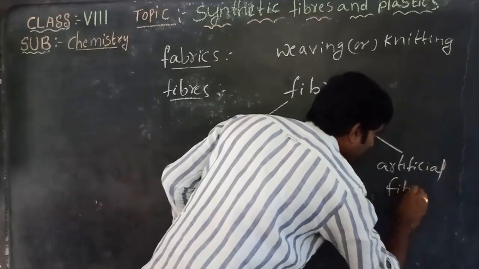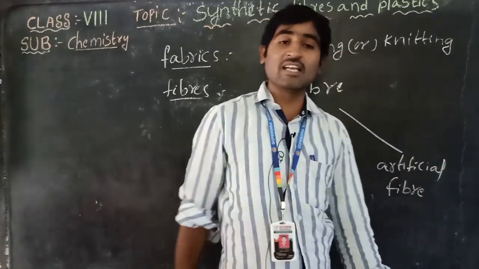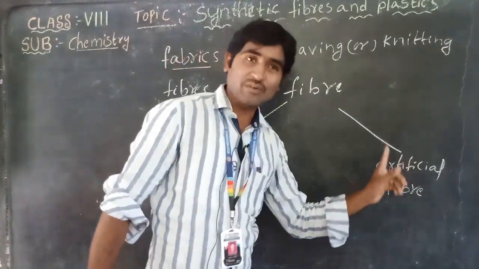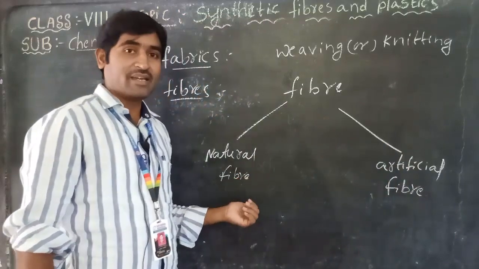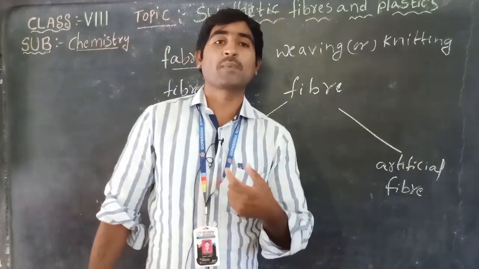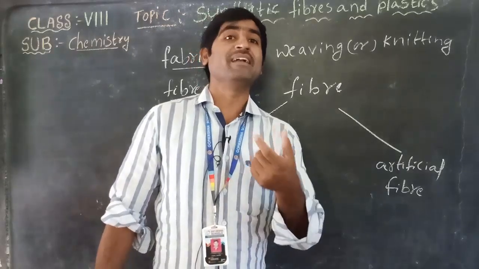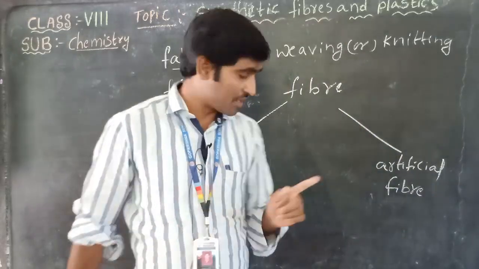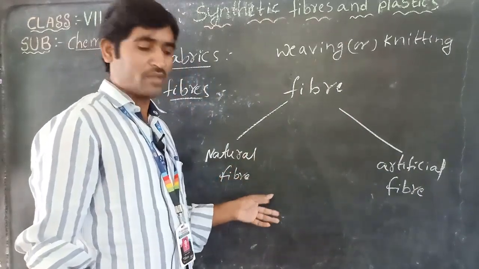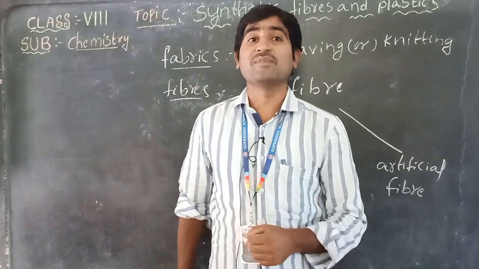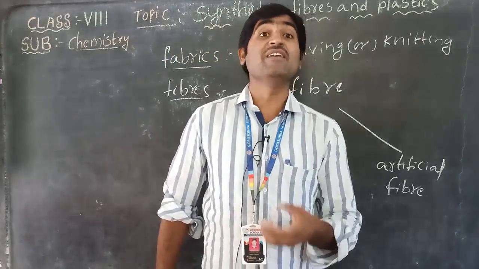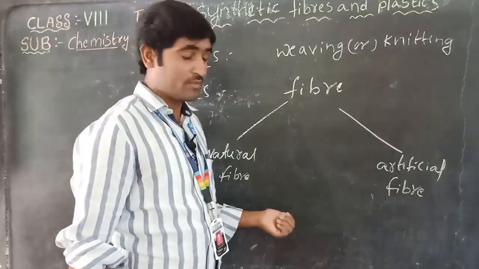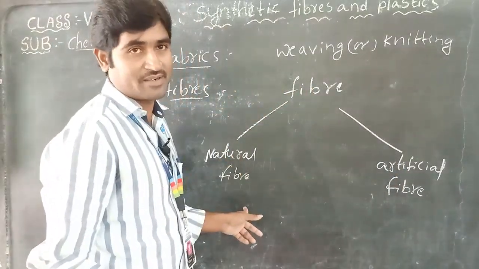Artificial fiber, or man-made fibers, or synthetic fibers. Then what is meant by natural fiber and what is meant by artificial fiber? Natural fiber means the fiber which is obtained from natural materials, like from plants or animals. The fibers obtained from natural sources, that means living organisms like plants or animals, are called natural fiber.